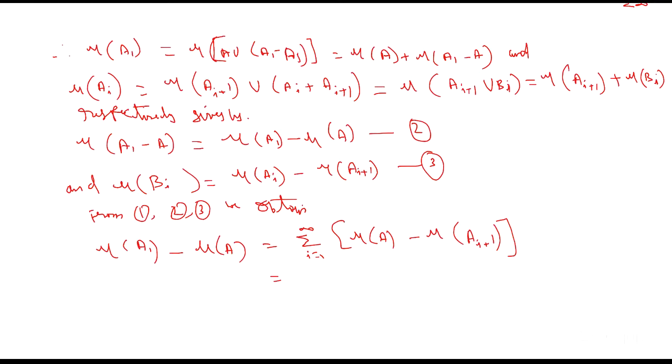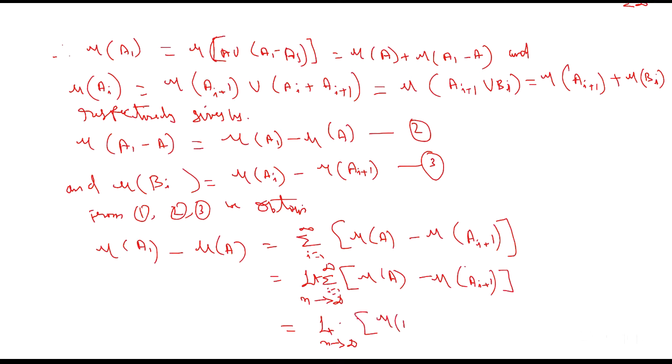that equals limit n tends to infinity of the sum i equal to 1 to n of mu of Ai minus mu of A_{i+1}, that equals limit n tends to infinity of mu of A1 minus mu of An.